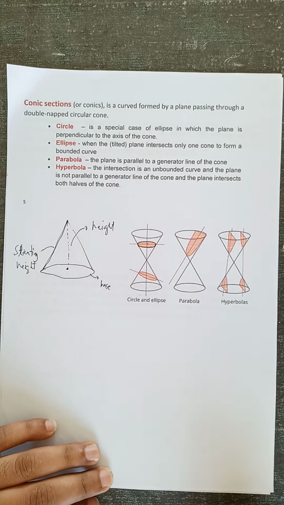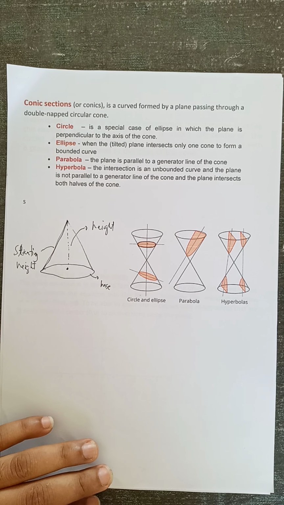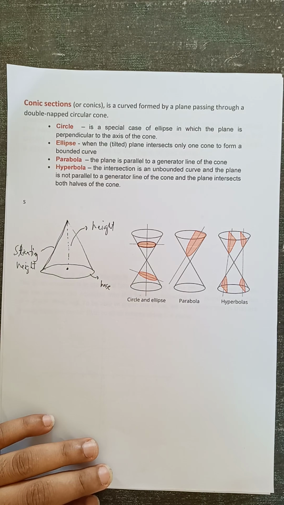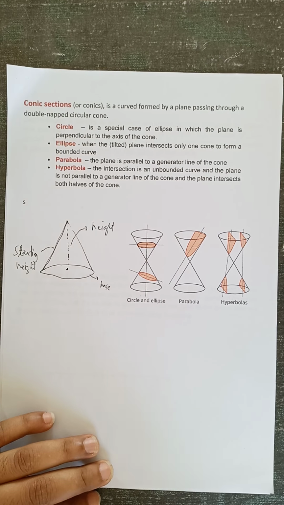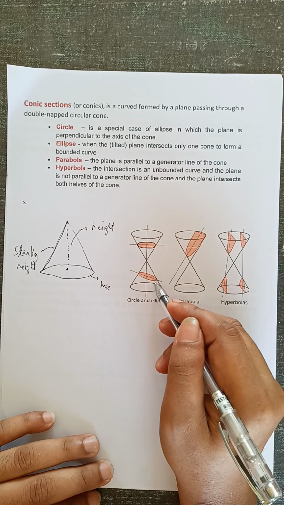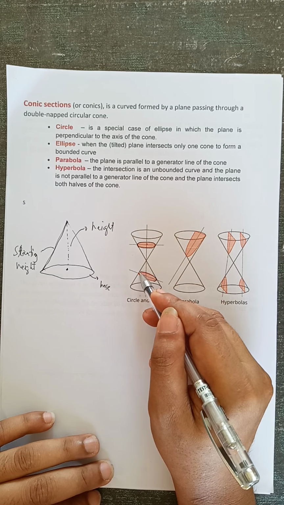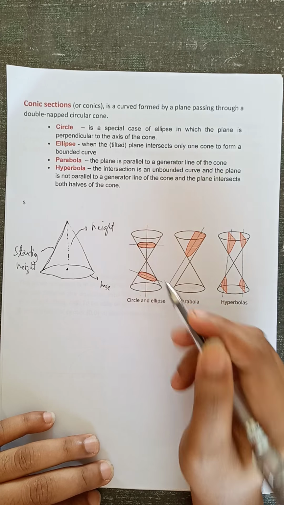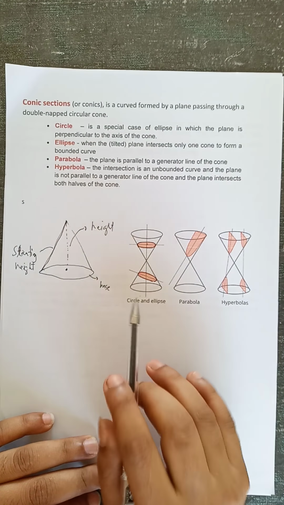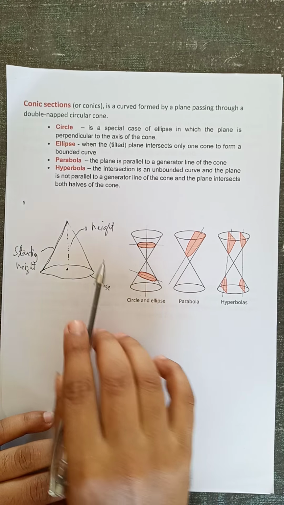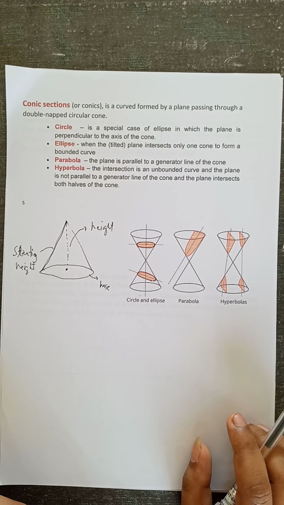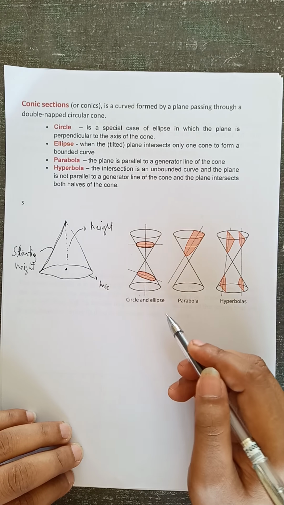That is a circle. Next is the ellipse. An ellipse is formed when the tilted plane intersects only one cone to form a bounded curve. So this is being formed when we tilt the plane on the cone. If the tilt is slanting, what forms is an ellipse.